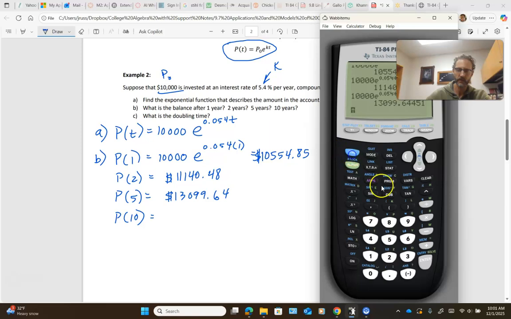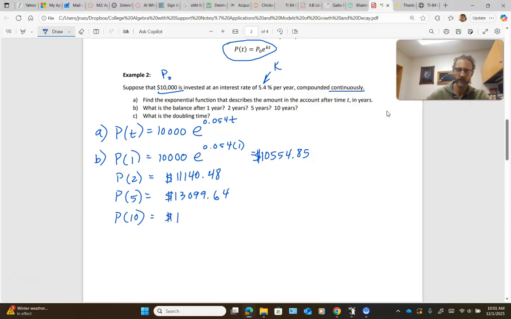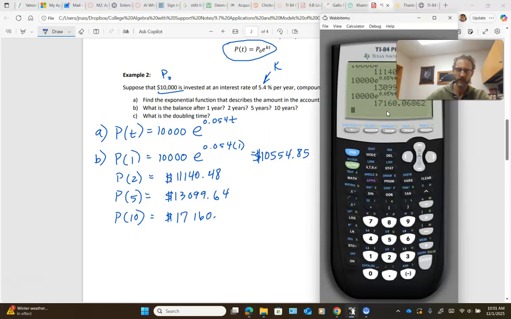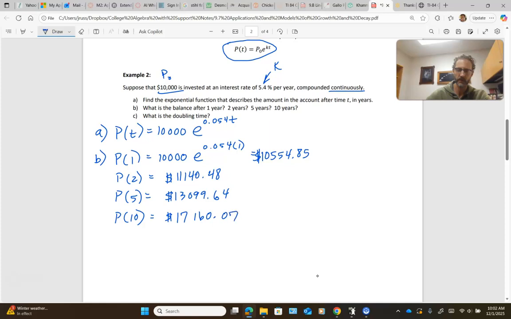And then finally, for 10 years, hit enter. Oh, now we've got $17,160, and to the nearest cent, this would be 7 cents, 0.07.